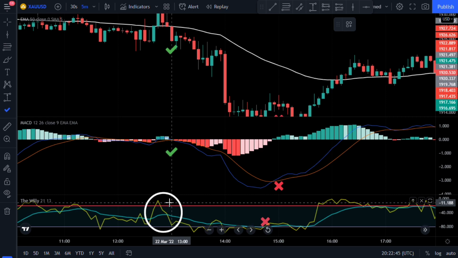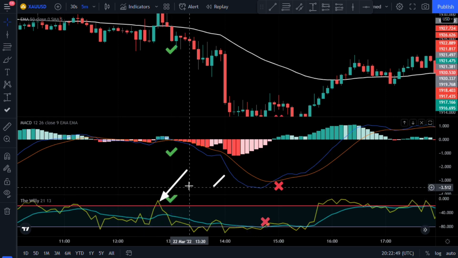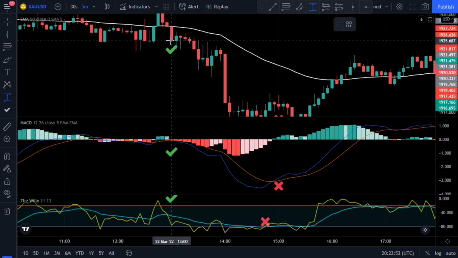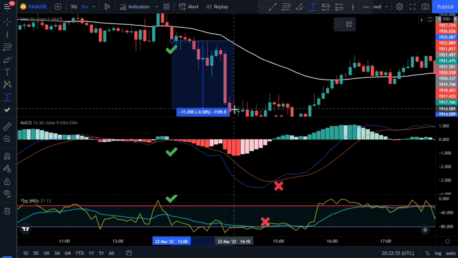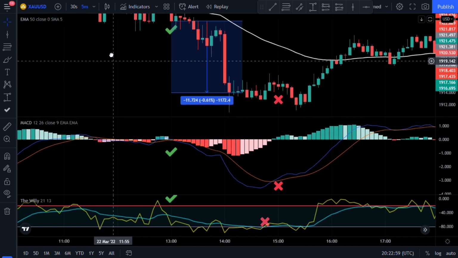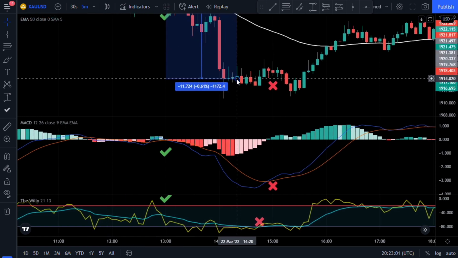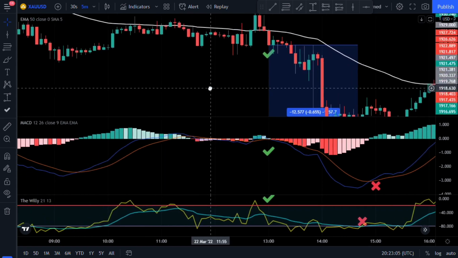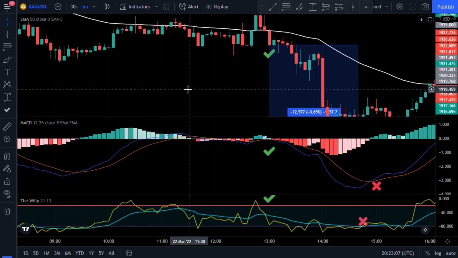Here, too, the Williams indicator emits a sell signal, as the yellow line crosses both the horizontal red line and the blue line downwards. When all three indicators issue a sell signal, it is very valid. And we enter the sell position with complete confidence. This is a very profitable strategy. Before using this strategy, be sure to test it on different charts.